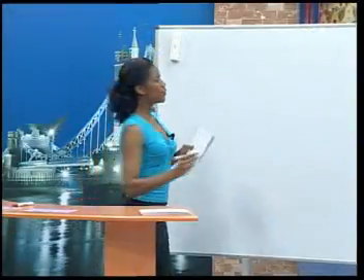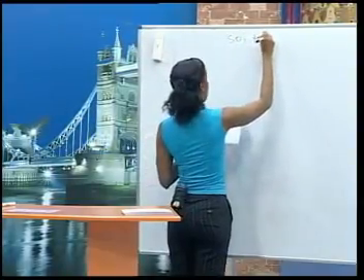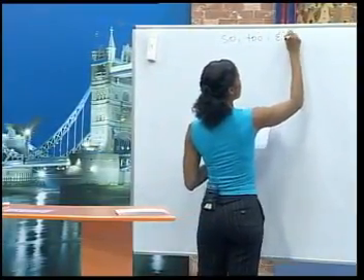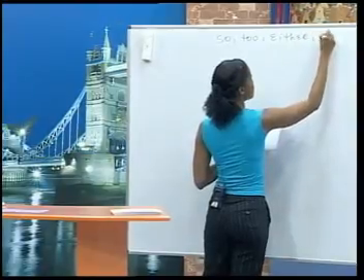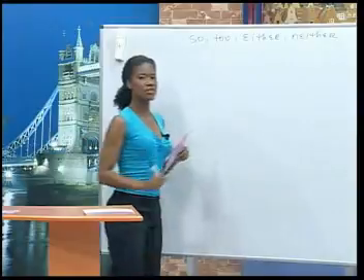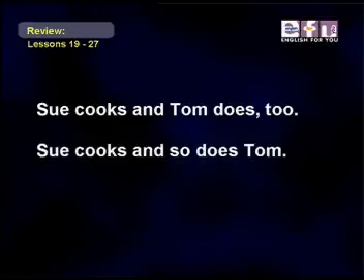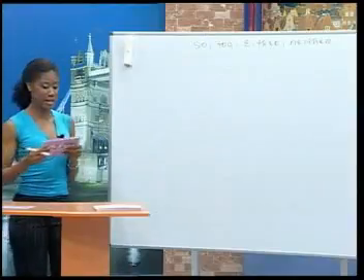Now, let's review too, so, either, and neither. First, some examples. Sue cooks and Tom does too. Sue cooks and so does Tom. Those two sentences have the same meaning.